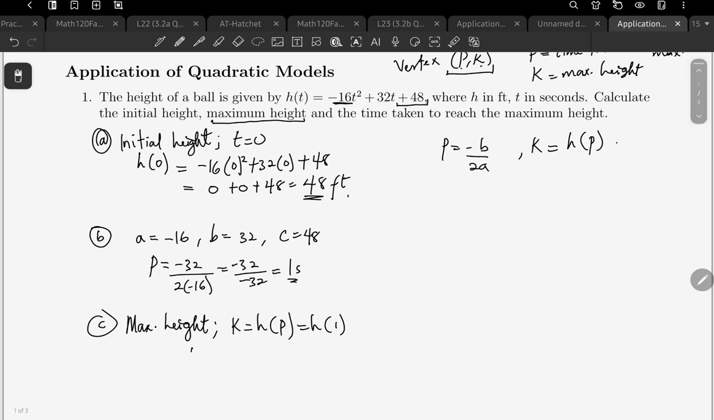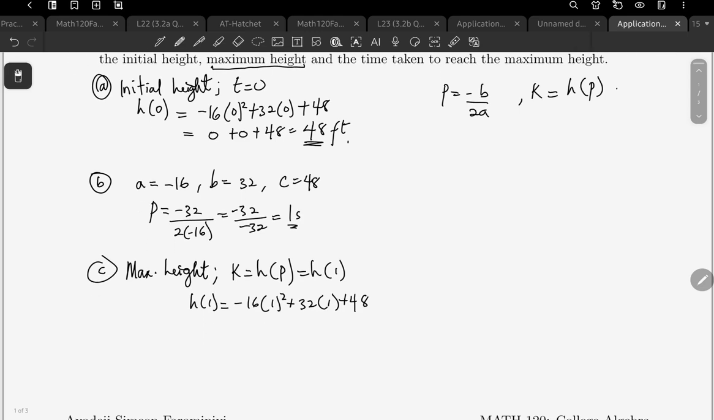So we have H of 1 is equal to negative 16 times 1 squared plus 32 times 1 plus 48. Don't fall into the category of students that make the mistake of doing the multiplication first before squaring. The order of operation requires that we find the square first, 1 squared, before we multiply it by negative 16. So 1 squared is 1, multiplied by negative 16, we have that, plus 32, plus 48, and this will give us 64. So it means the maximum height is 64 feet.